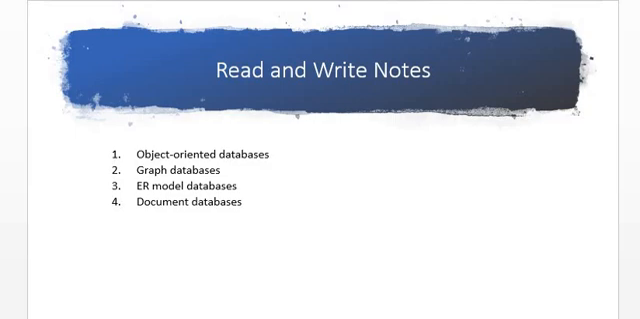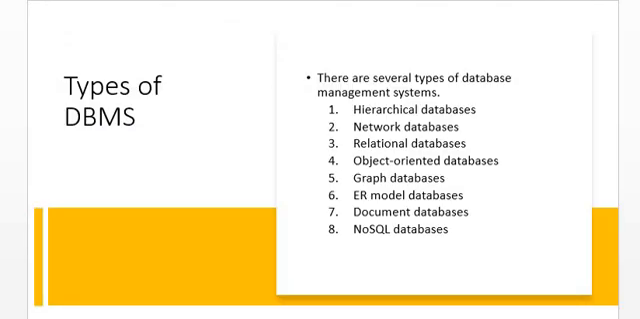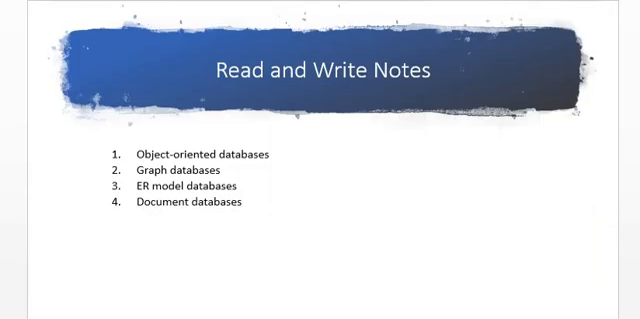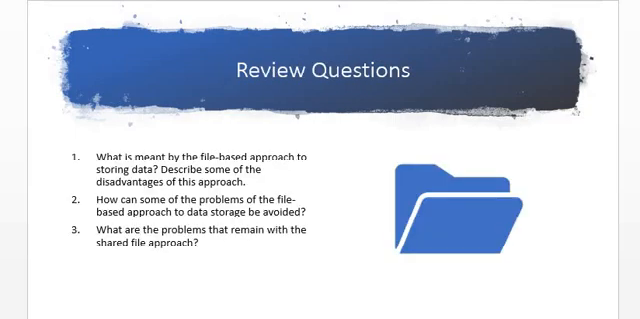So go and read. Then you make your notes on the database models that I've listed there. So I've looked at 4 with you. So I expect you to look at the remaining 4. From the 8 that I listed here, we looked at 4 together. So go and write some notes relating to object-oriented databases, graph databases, ER models, and document databases. These are just questions to try and recapture what we've talked about in this part where we're looking at introduction to databases.